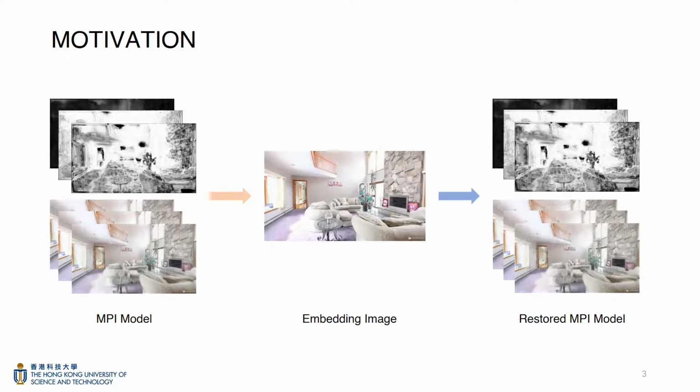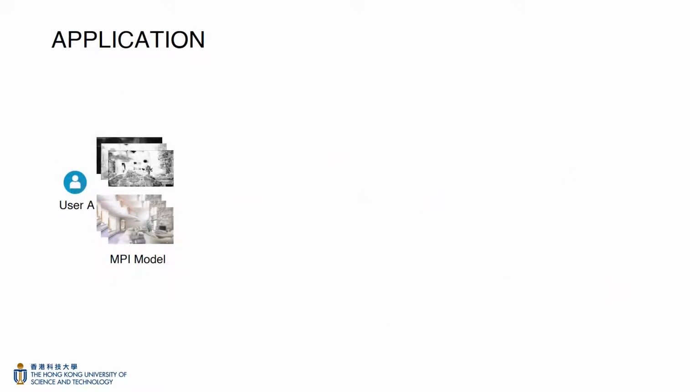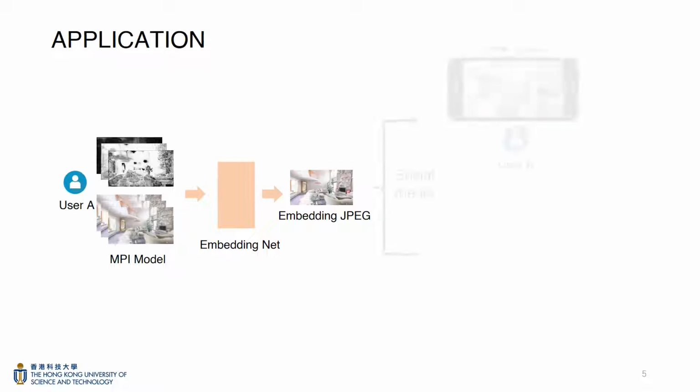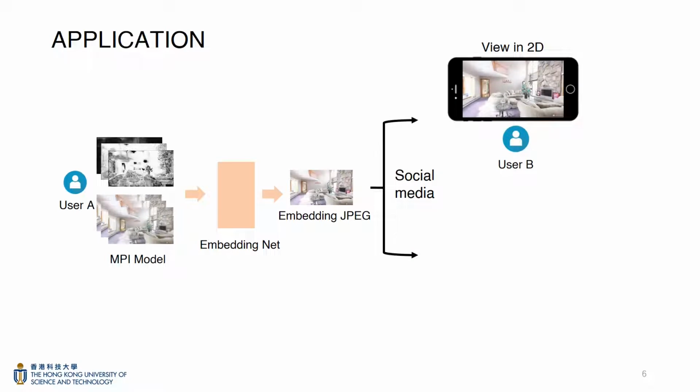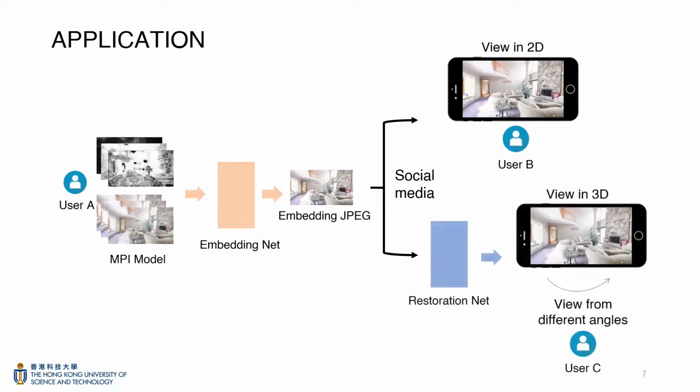Let's see a typical application of our proposed method. How can user A share a novel view synthesis model with others on social media? One plausible strategy is to embed this model into a single embedding image that looks like an ordinary JPEG image. On the one hand, when user B receives the embedding image shared by user A, user B can view it as an ordinary 2D image. On the other hand, user C with a plugin which contains a restoration network can see this image in 3D from the restored novel view synthesis model.